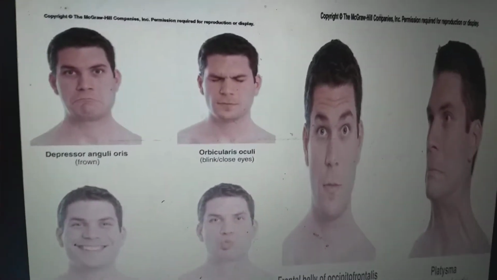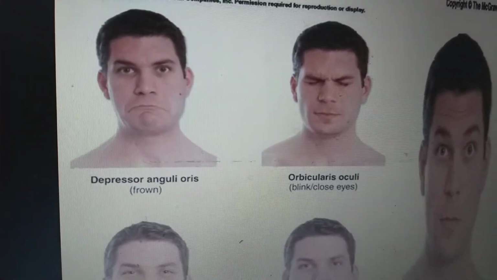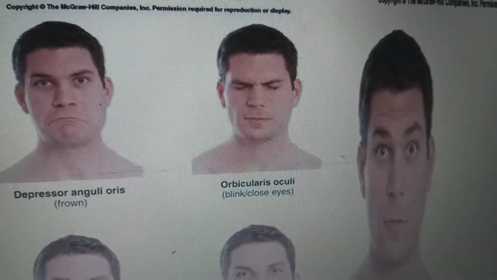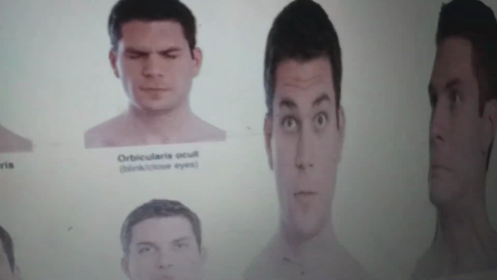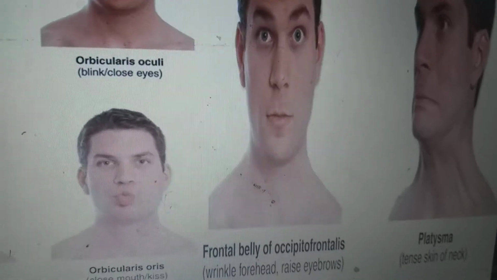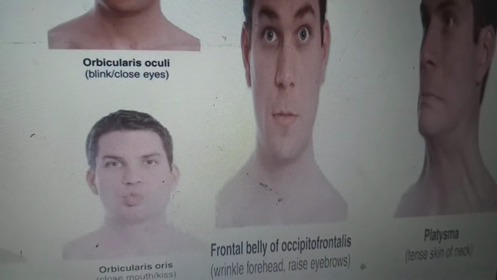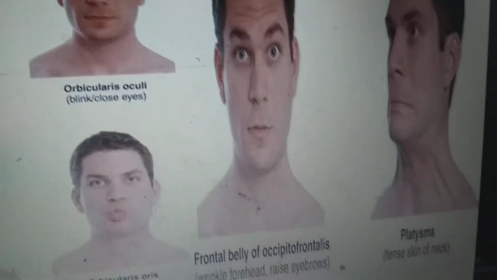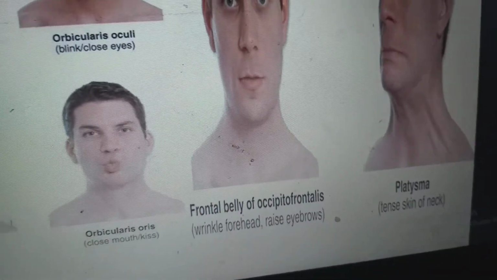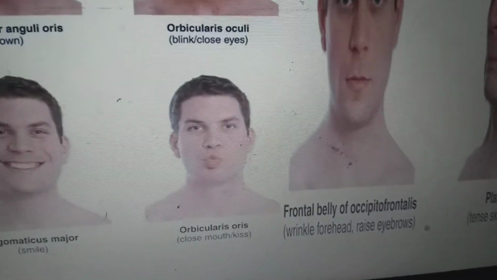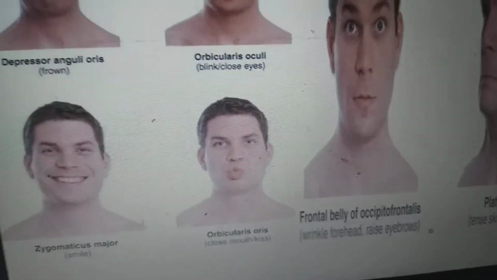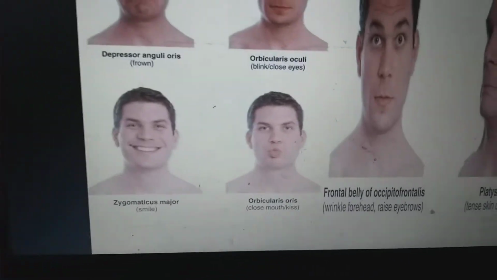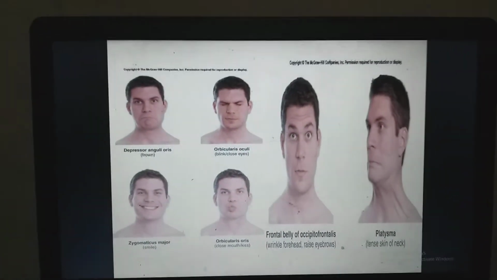Muscles of facial expression. Have you seen these muscles? How can they depress the angle of the mouth downwards? Orbicularis oculi closes your eye. Have you seen how the frontal belly of occipitofrontalis moves upwards? You move your eyebrows upwards. Platysma, your neck. Orbicularis oris, your mouth, closing your mouth, opening your mouth. Zygomaticus, when you smile, when you are laughing. So these are facial expressions.